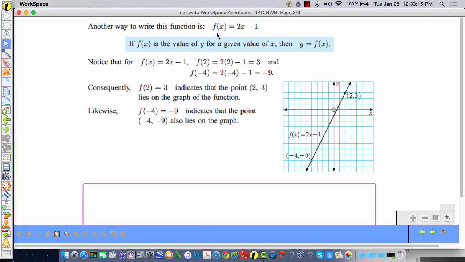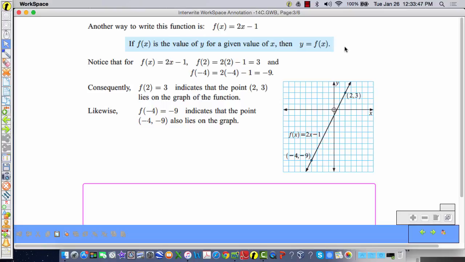Moving on, here is the notation that I'm familiar with. This is, or you say this, f of x equals 2x minus 1. This is not f multiplied by x. It's the function with respect to x, the function of x equals 2x minus 1. We also can say y equals f of x. A lot of people get all uptight about that, but f of x is another way to write y.